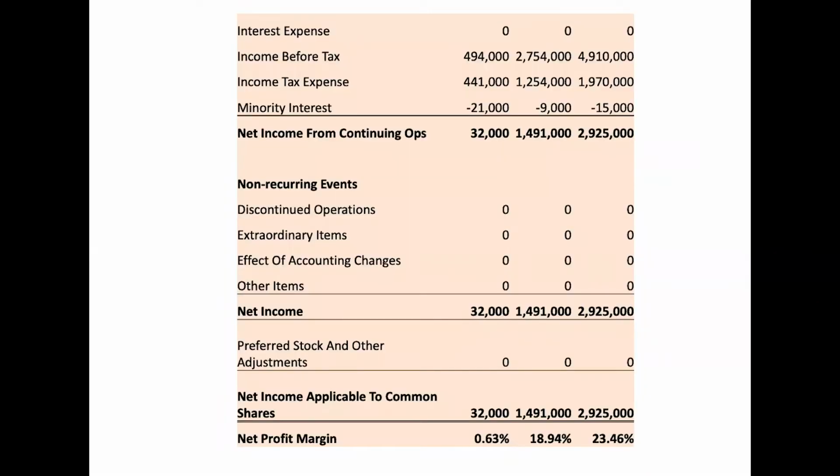Now what you're looking at is the bottom half of the income statement. The bottom half of the income statement is known as your financial leverage.